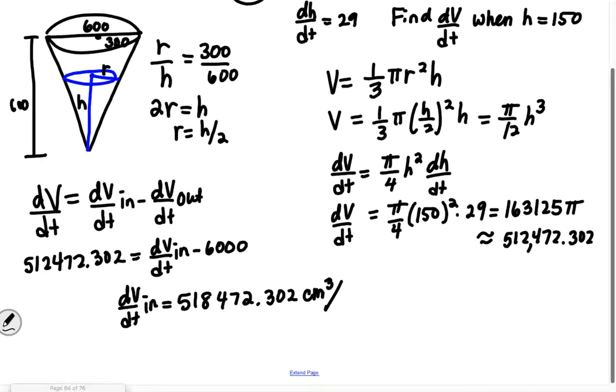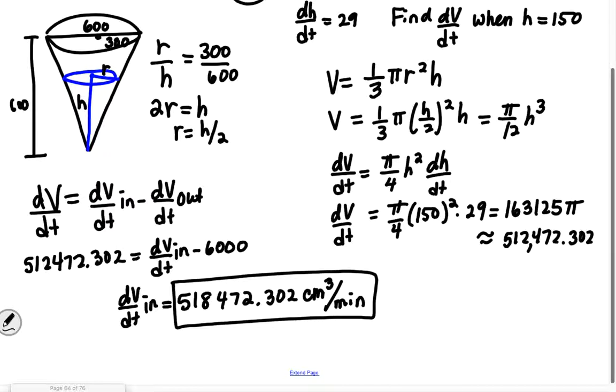Hours? What do we got? Minutes. I didn't want to scroll back up. All right, there we go. In kilometers per hour. Yeah, you could convert it.